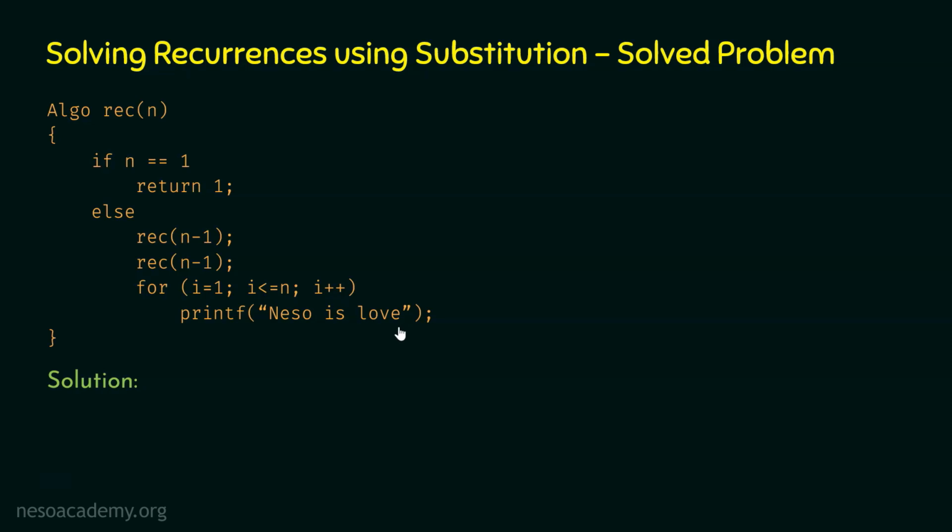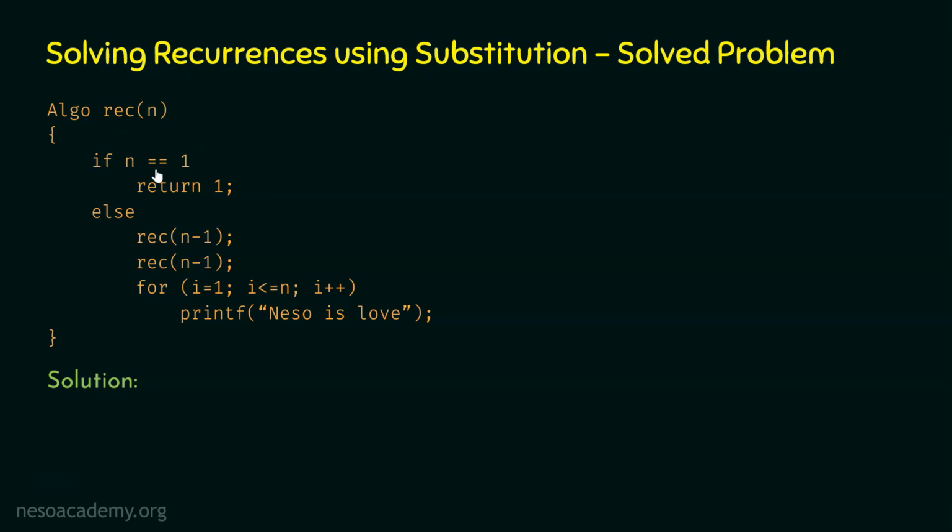Now let us suppose T(n) represents the time required to solve rec of n, or T(n) is the time required to execute rec of n. If T(n) represents the time required to solve rec of n, then how much time will this base case take? T(1) is the time required to solve rec of 1. This means n is equal to 1, and therefore the base case is satisfied. So T(1) is the time required to execute the base case.